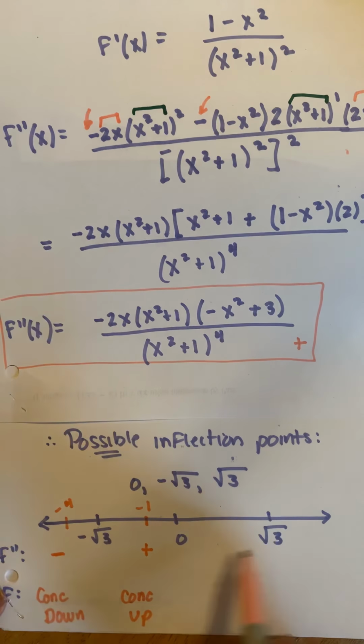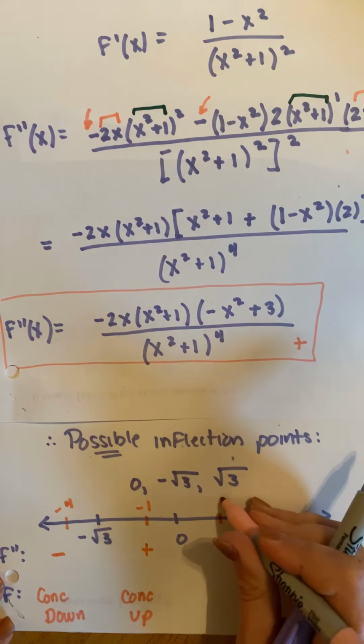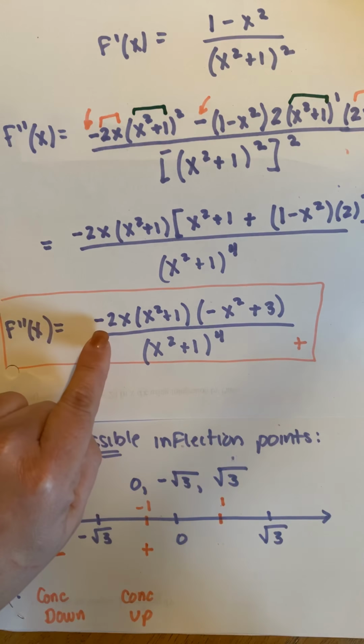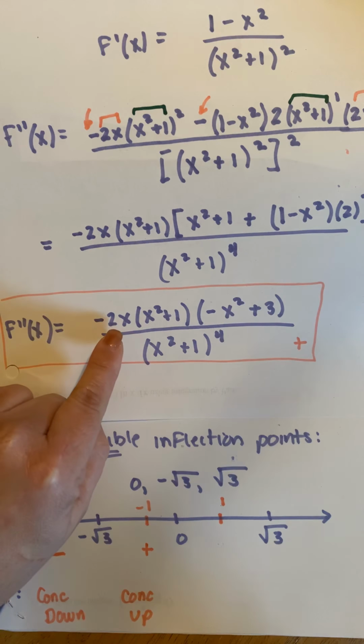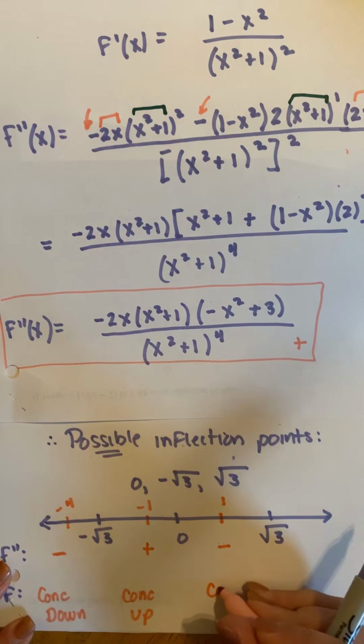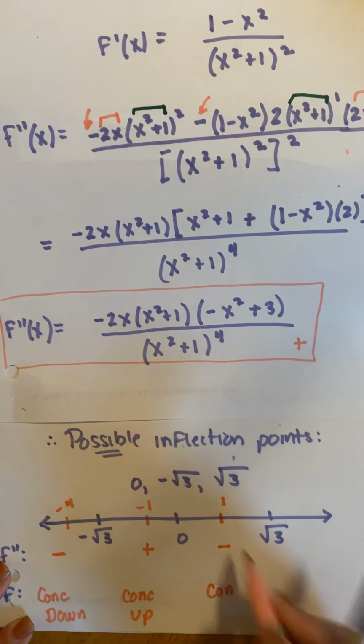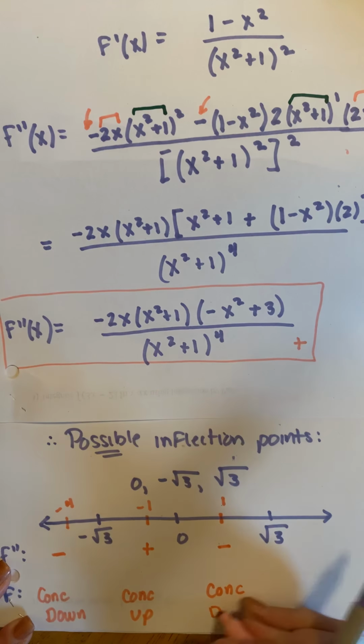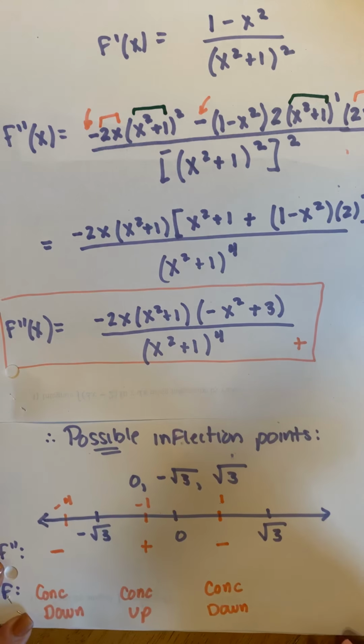And pick your favorite number between 0 and the square root of 3. 1. I put 1 in. It's going to be negative 2 times positive 1. This is going to be negative, positive, positive, negative. So a negative times a positive and a positive produces a negative result. So it's going to be concave down between 0 and the square root of 3.